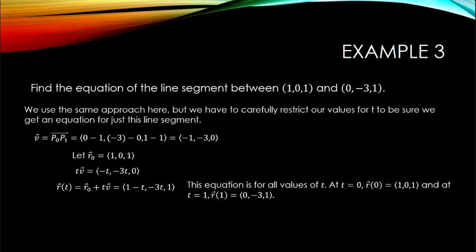This equation is for all values of t, but remember, I only want this line segment piece. I'm going to look at t equal to 0. This gives me the vector r at 0, which is specified by the components 1, 0, 1. At t equal to 1, my vector r of 1 is given by the components 0, negative 3, 1. These are the two endpoints I'm looking for, so that my vector r of t is given by the components 1 minus t, negative 3t, and 1, provided t is greater than or equal to 0 and less than or equal to 1. So now you get to try it.